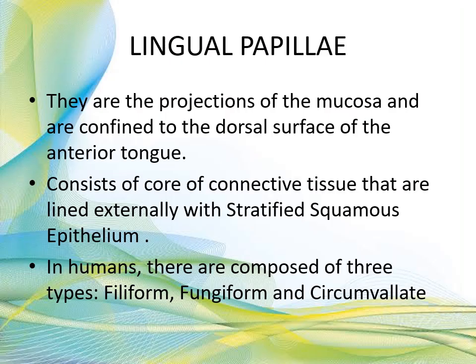So ito na nga. Kita nyo dun sa picture, tatlo yung papillae. So first we have the lingual papillae. So they are projections of the mucosa and are confined sa dorsal surface of the anterior tongue. So in humans, there are three types ng lingual papillae. We have the filiform, fungiform, and circumvallate.